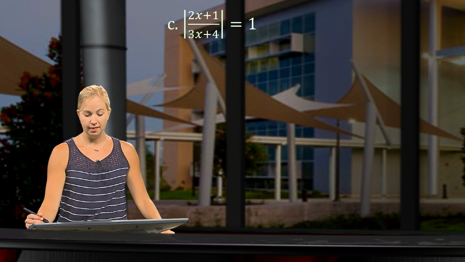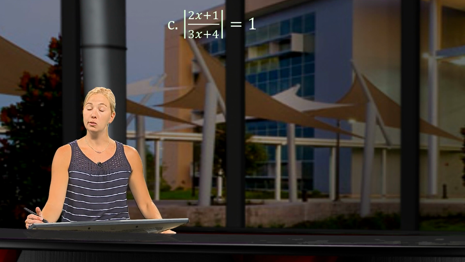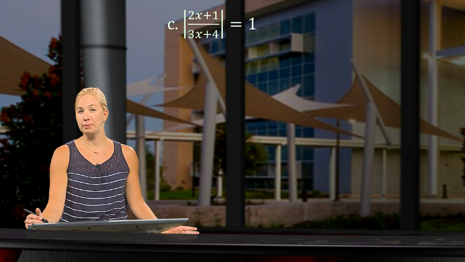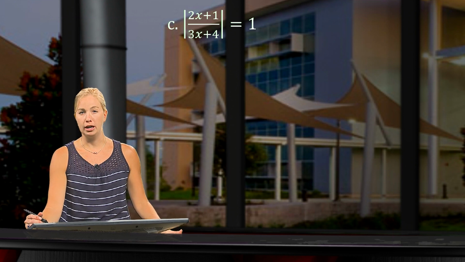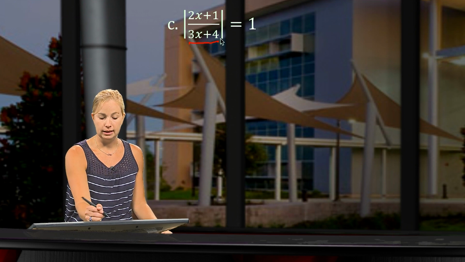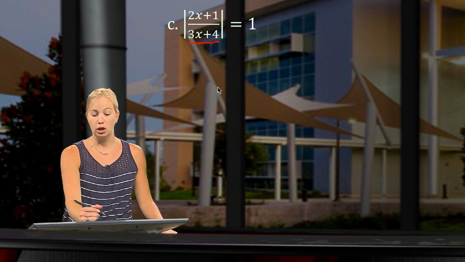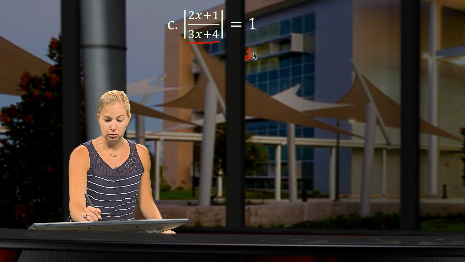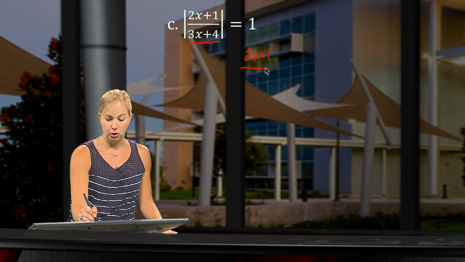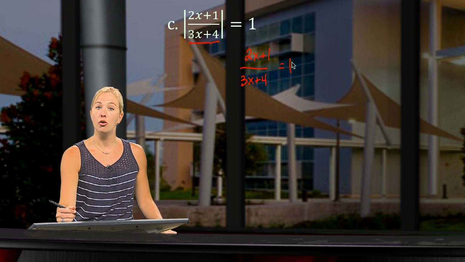Let's try another one. The absolute value of 2x plus 1 divided by 3x plus 4 equals 1. Notice that our first step is already done for us. The absolute value is already by itself. So again, we're going to use that definition. What this is saying is that this rational expression is exactly 1 unit from 0. So the rational expression 2x plus 1 over 3x plus 4 could be 1, or it could be negative 1.